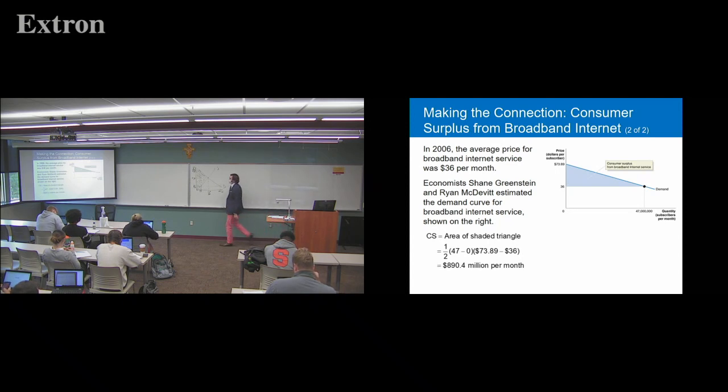Obviously, this consumer right there, the 47 millionth, valued their internet right at $36. So they're getting no consumer surplus from it. But everyone else, everyone here to the left, is getting some additional value from the internet.